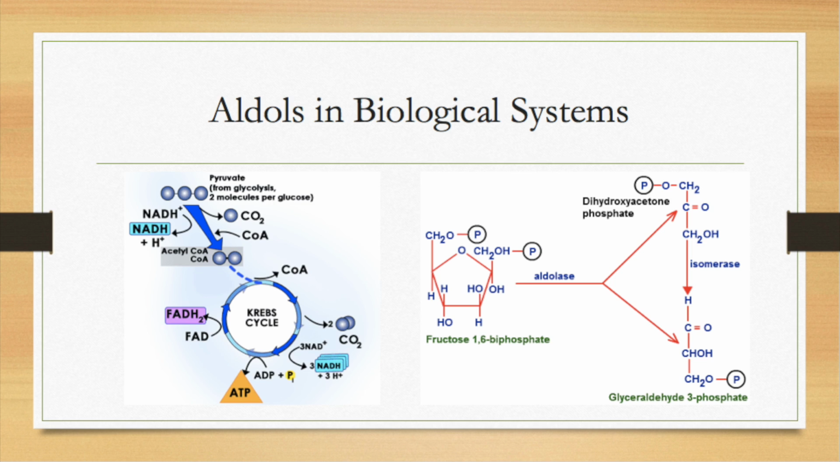Aldols are often seen in biological systems, such as in transition states of the citric acid cycle. A retroaldol reaction, which is the reverse of an aldol condensation, is used in glycolysis to split fructose 1,6-bisphosphate into 2 3-carbon sugars.